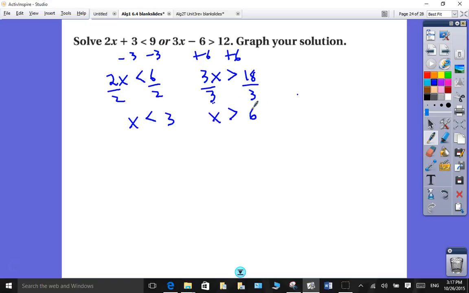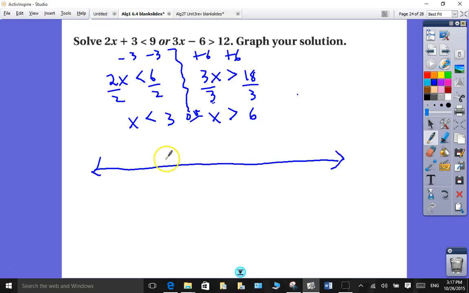I know I'm going kind of fast, but again, you can pause at any time if you're taking notes as you go. And again, we have to use the word or to tie those two together. And the graph will look like x less than 3, x greater than 6. Open circle on 3, shade to the left. Open circle on 6, shade to the right.